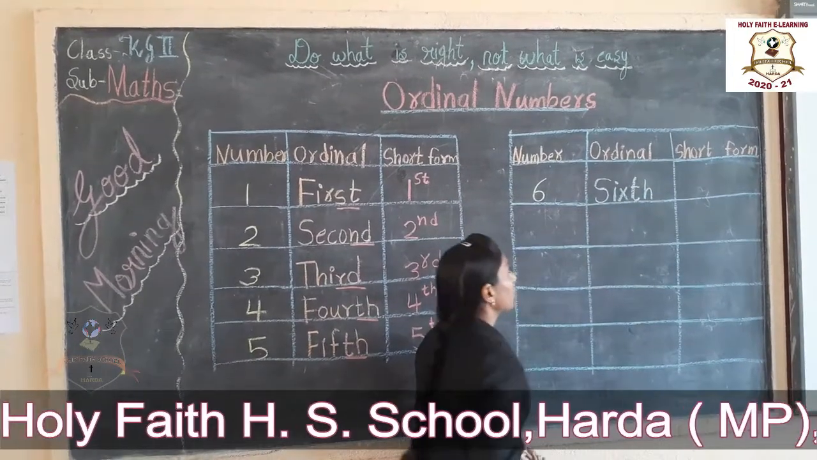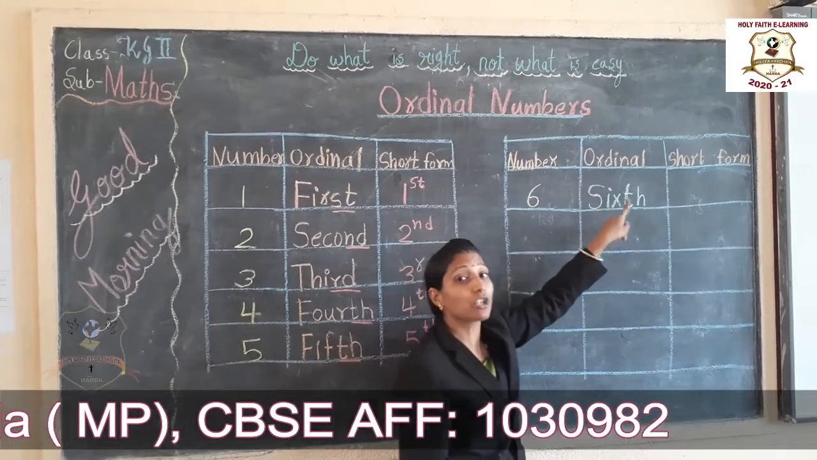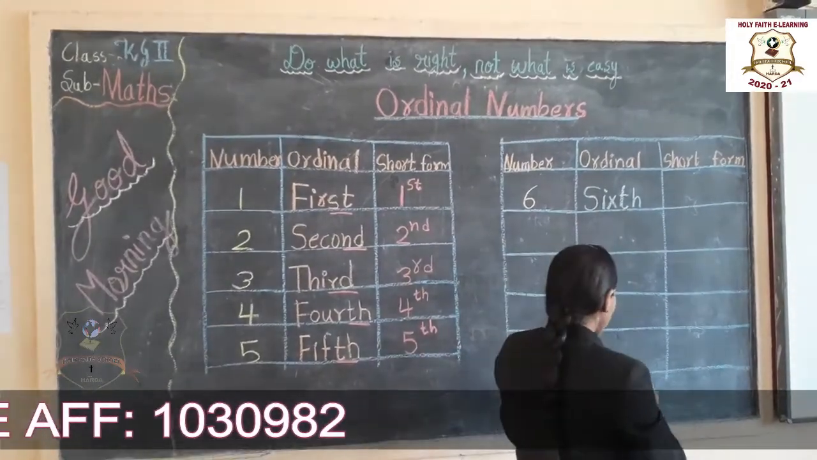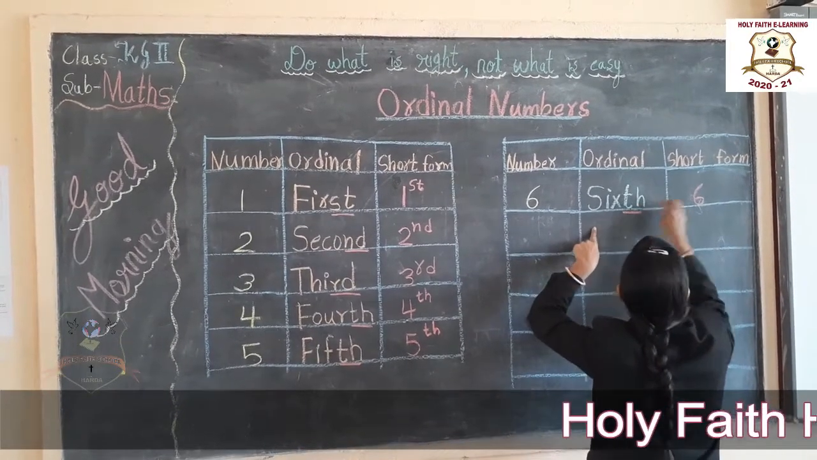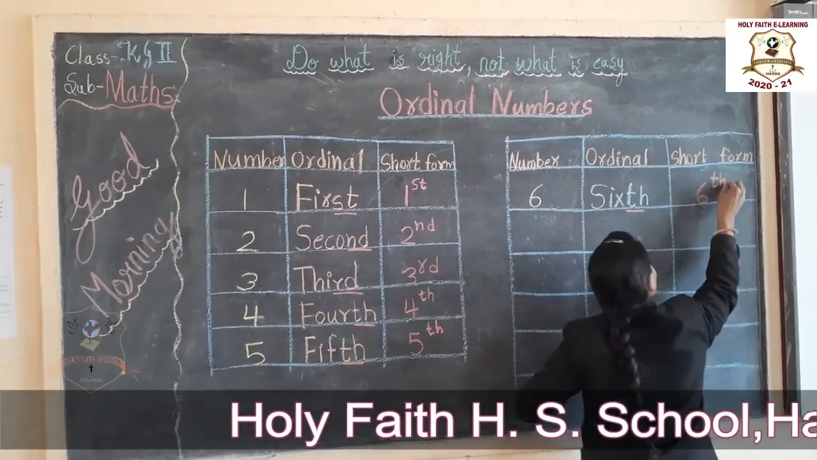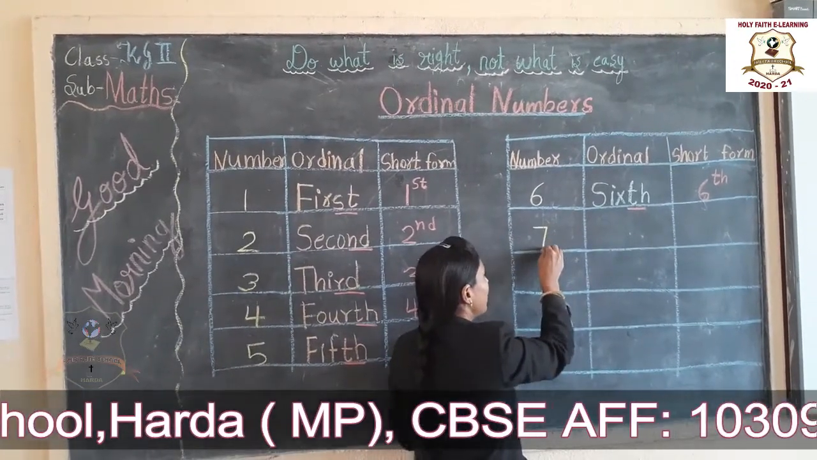S-I-X-T-H. Sixth. The ordinal number of 6 is sixth, and the short form of sixth is, look at here, 6 लिखा हमने, and then last के 2 letter T-H ऊपर की साइड. Sixth. Okay. Now next.